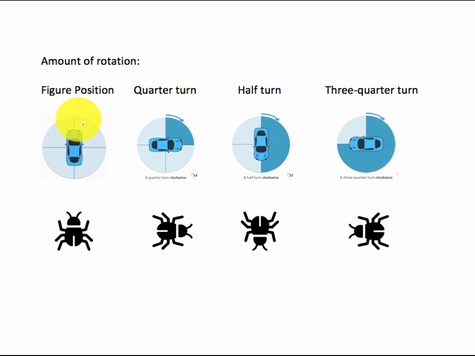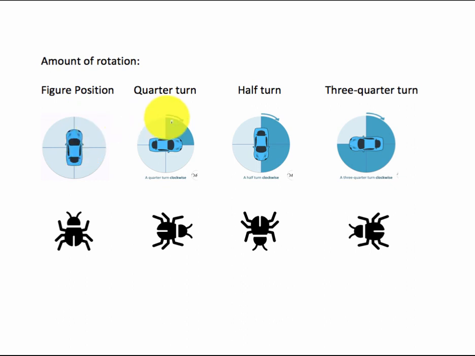Now, here's some examples. I've got a car that's pointing up, so imagine this is a clock. It would be pointing towards 12 o'clock, and we're saying this is the initial figure position. Okay, then we're going to rotate it to its new image position.